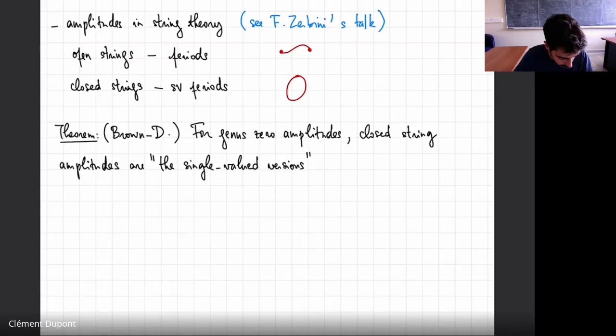And I'm putting the single value versions in quotation marks because right now it doesn't make any sense. And maybe I'll have time to clarify this later.